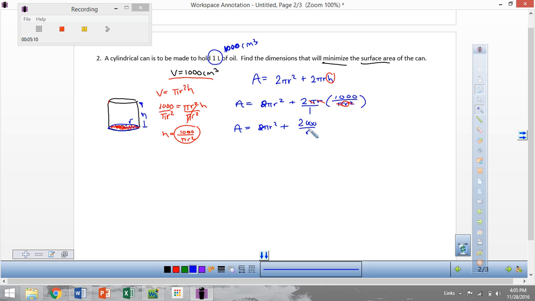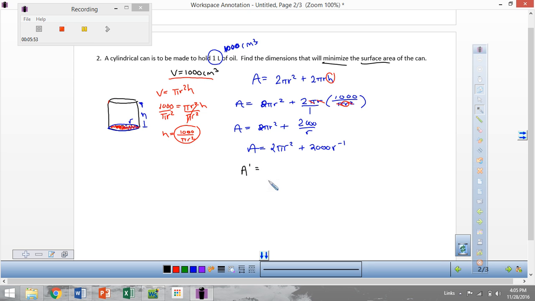Anytime you have a variable on bottom, you might want to, before we take the derivative, rewrite this as 2 pi r squared plus 2,000 r to the negative first. So anytime you have a variable on the bottom, bring it to the top and make it a negative exponent. It makes taking the derivative a little bit easier.